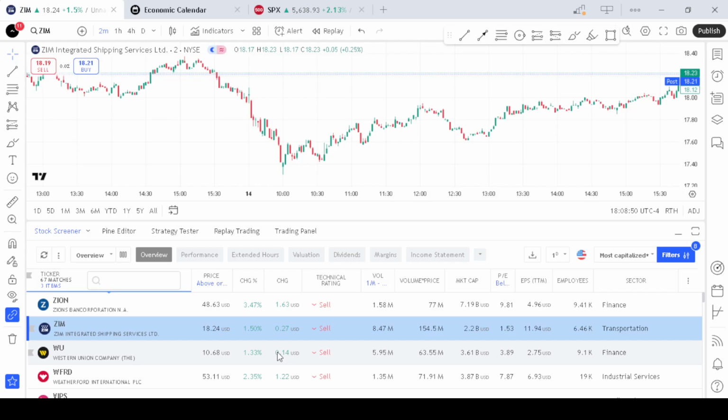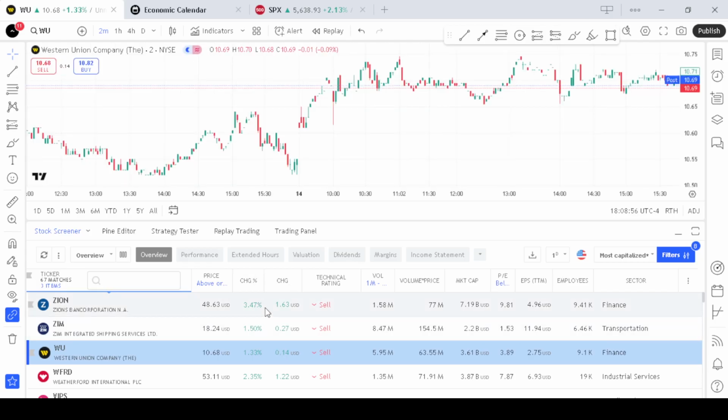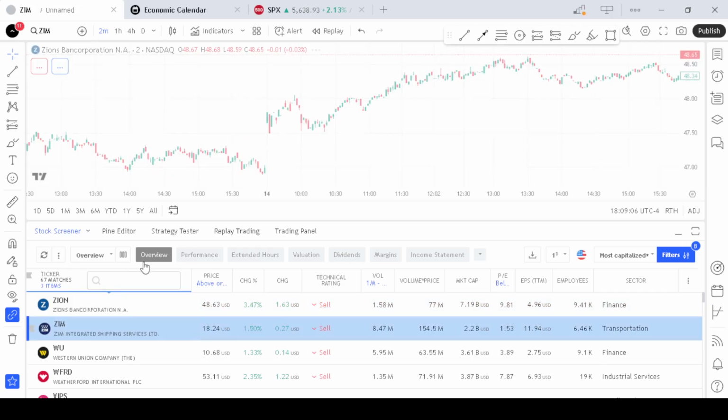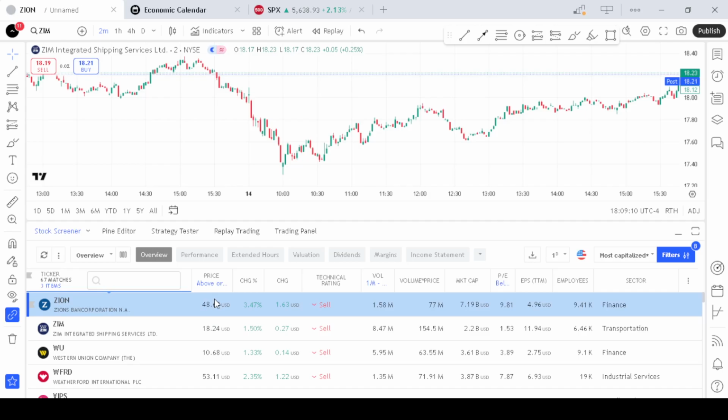Remember to regularly refine your filters based on market conditions. By always refining your filters based on market conditions, you will evolve your trading strategy dramatically.